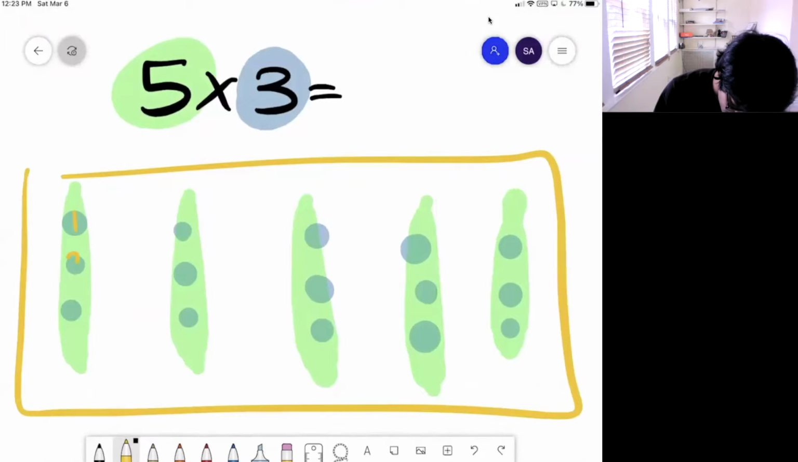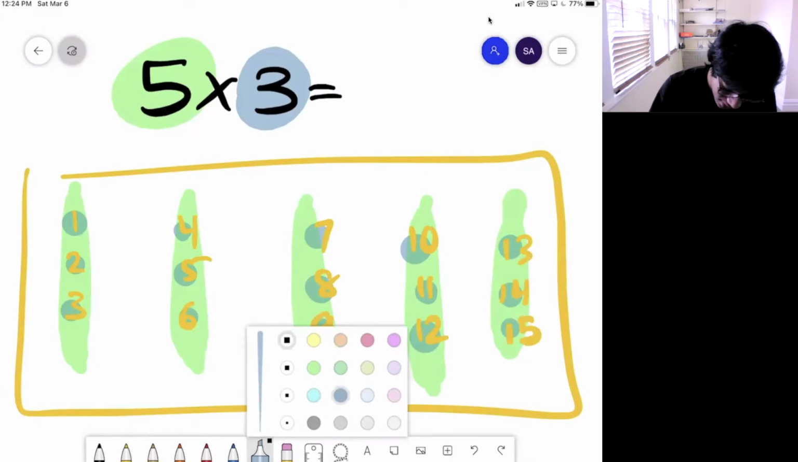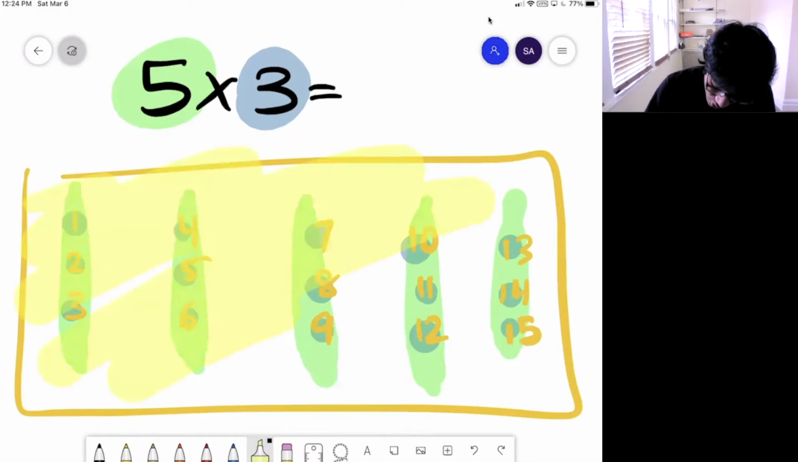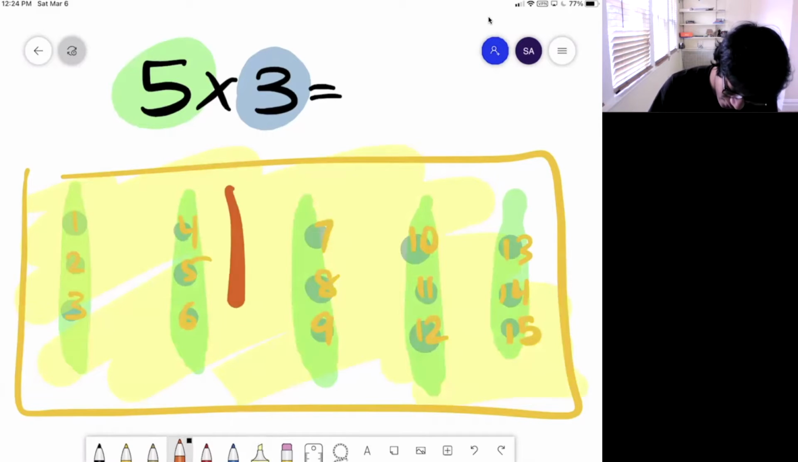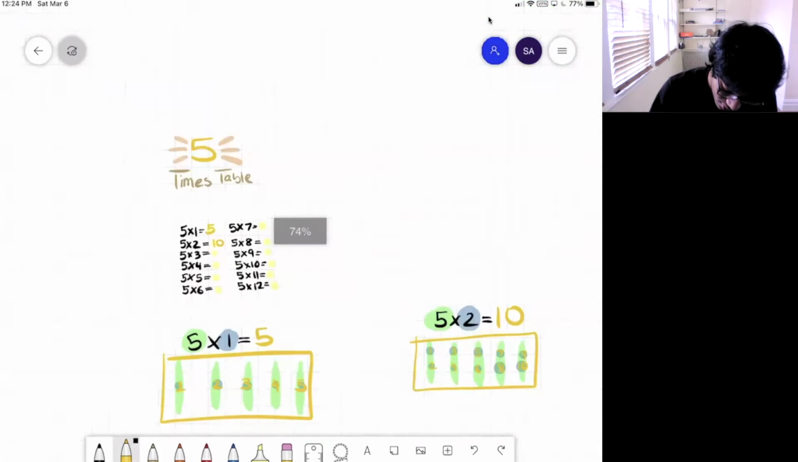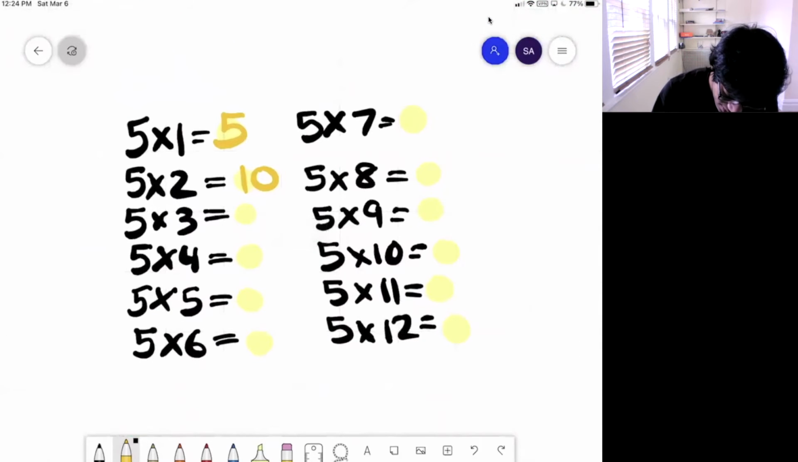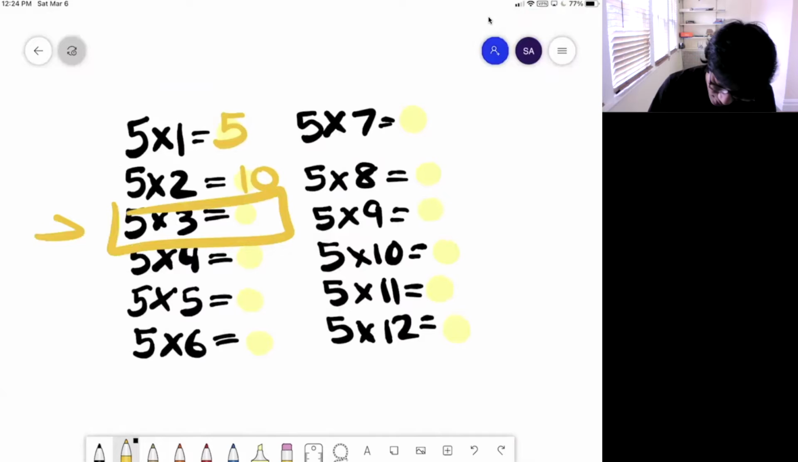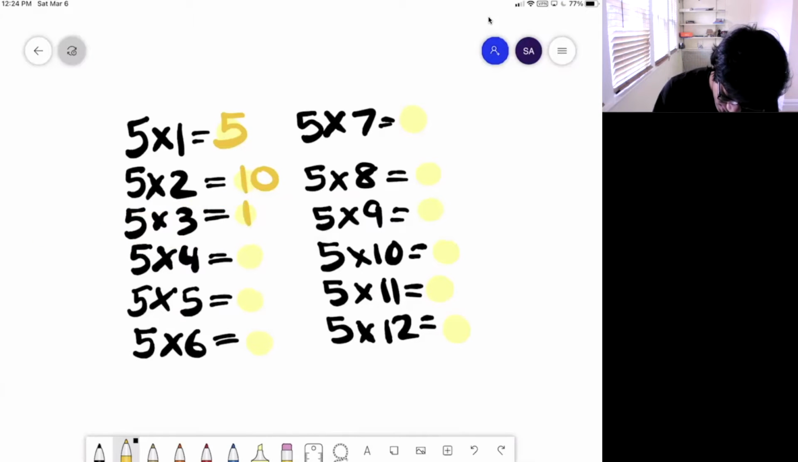1 dot, 2 dots, 3, 4, 5, 6, 7, 8, 9, 10, 11, 12, 13, 14, 15. And so how many dots in this whole shebang? Well, we got 15 dots, right? We just counted that up. So 5 times 3 is going to be 15. Zoom back out, go to our table. And so now we know that 5 times 3 is going to be 15.